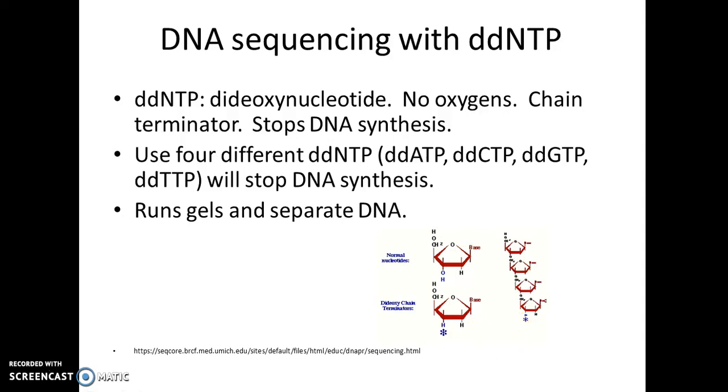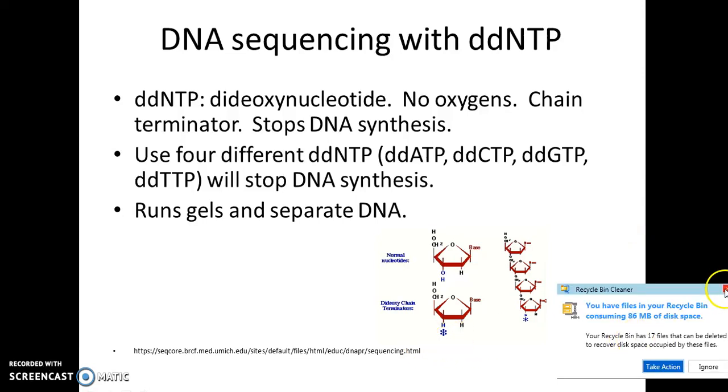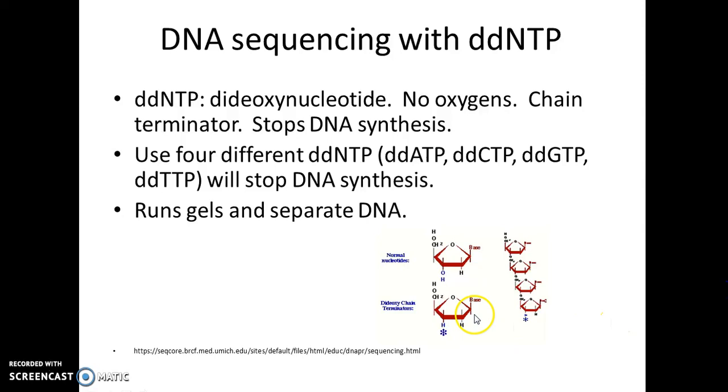Dideoxynucleotides are referred to as chain terminators because when you put a dideoxy in its place, there is no 3 prime hydroxyl group right here to add the DNA on. There's no 3 prime right there. DNA synthesis will stop. And oftentimes dideoxynucleotides are shown with this little asterisk to show that DNA synthesis will stop. So you will have 4 different dideoxynucleotides: ddATP, ddCTP, ddGTP, and ddTTP. And they will stop DNA synthesis cold.